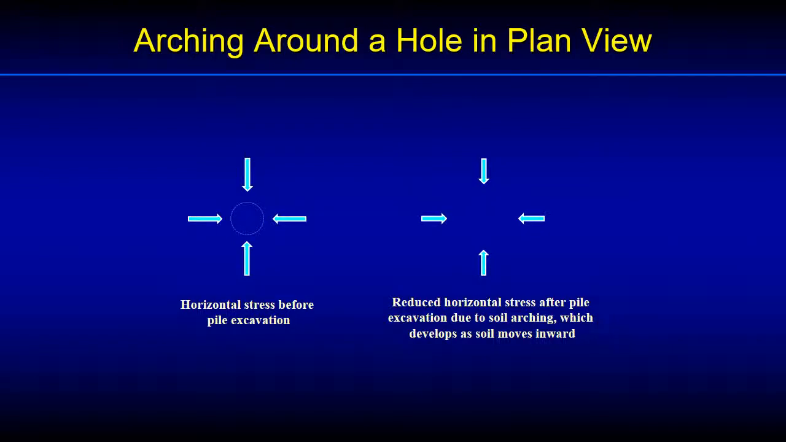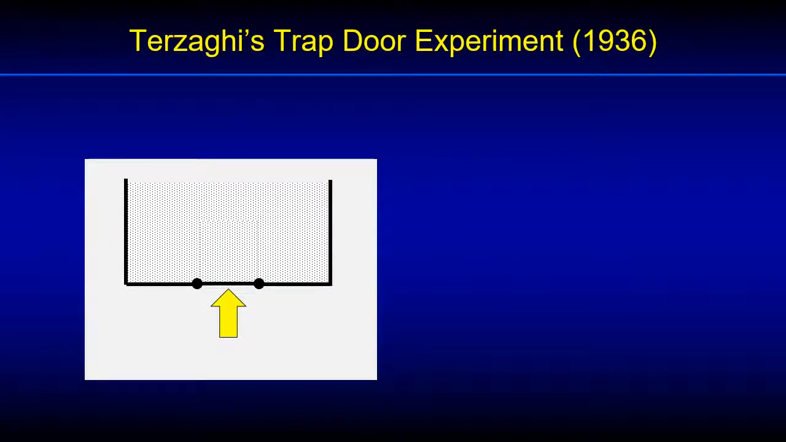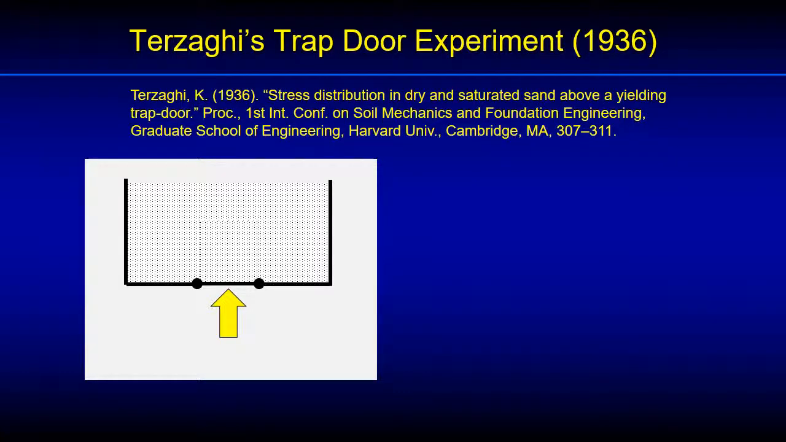Looking now at a hole in plan view, we can see that as the excavation is advanced, an inward movement of the soil, just like for active earth pressure condition, can be resisted in part by the arching action of the soil around the hole. This arching action is a well-established principle in geotechnical engineering. The idea of soil arching actually goes back to a very famous experiment conducted by the father of soil mechanics, Karl Terzaghi, and reported in the first International Conference on Soil Mechanics in Boston back in 1936.